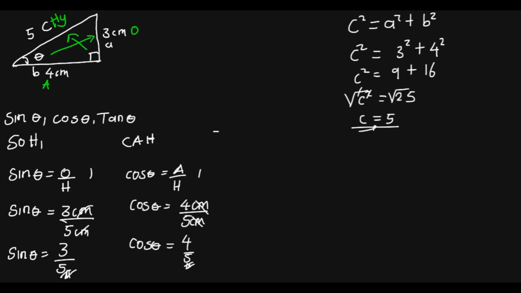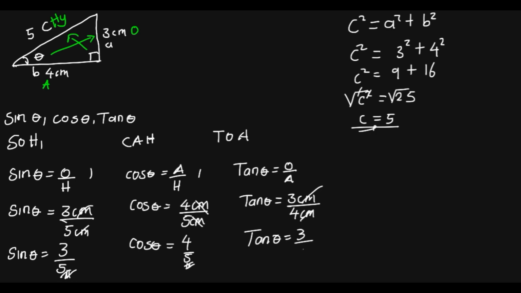Then for the tan, TOA, so tan theta is equal to opposite divided by adjacent. So our opposite is 3 centimeters over adjacent is 4 centimeters. So we can cancel the centimeters, giving us 3 over 4. So these are just the ratios, but if you are asked to find the actual angle, you can use the calculator to find the actual angle.